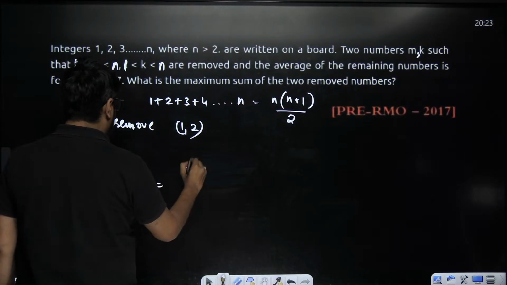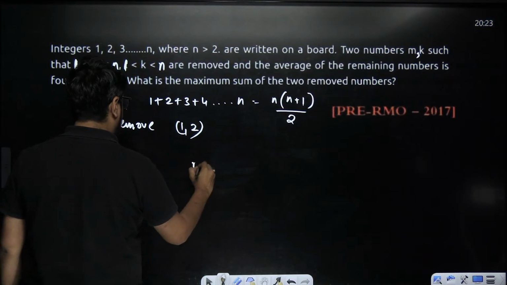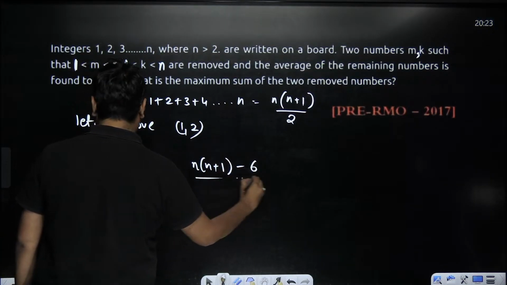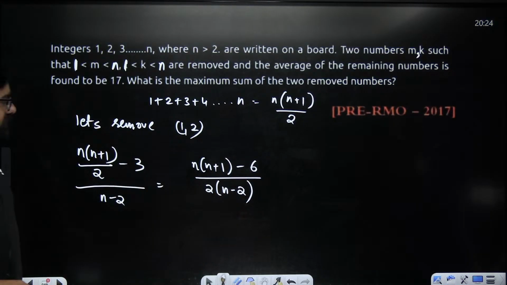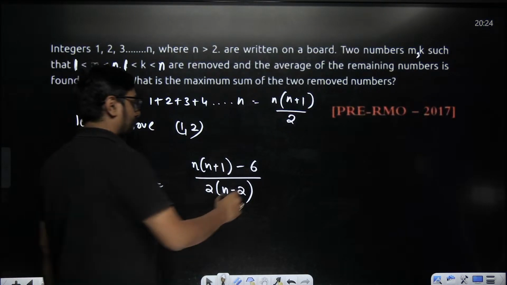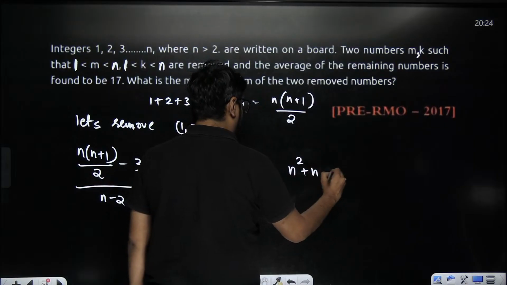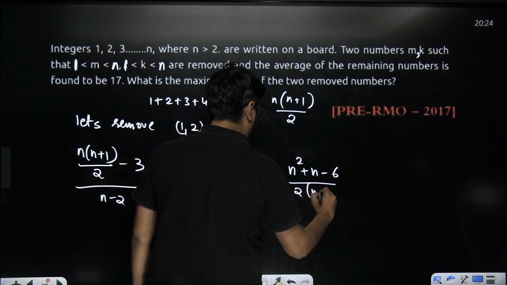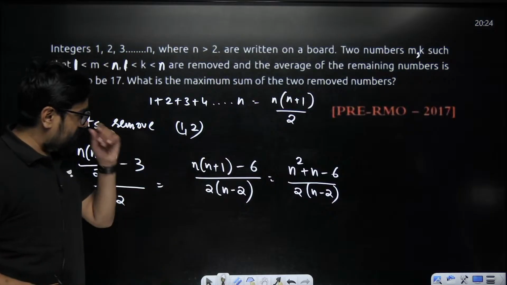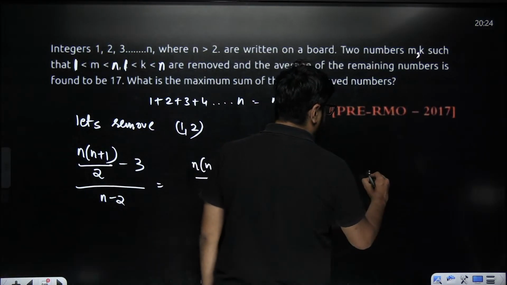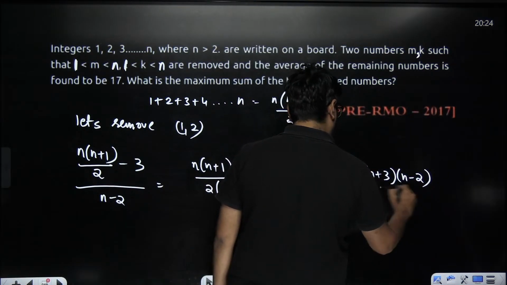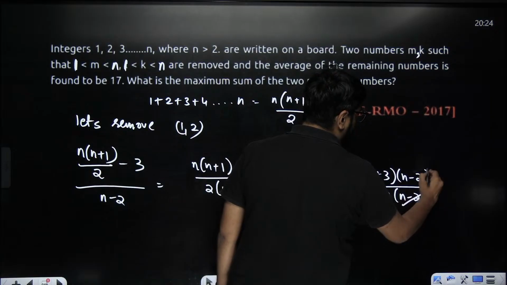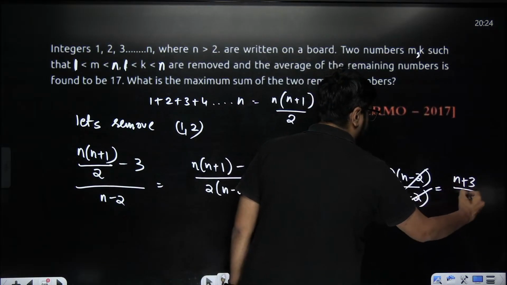Let's calculate. n square plus n, leave it like this, n into n plus 1 minus 6, divided by 2 into n minus 2. So how much does this come to? n square plus n minus 6. Can we factorize this? Plus 3 and minus 2, yes: n plus 3 and n minus 2. So this will be n plus 3 into n minus 2, divided by 2 into n minus 2. n minus 2 gets cancelled, and we have n plus 3 divided by 2.